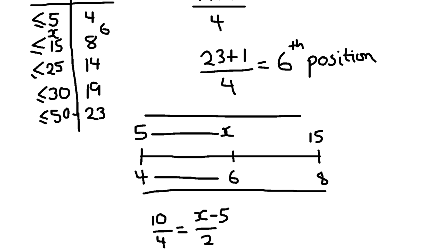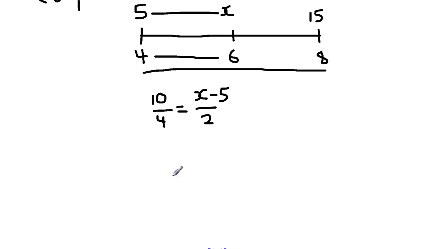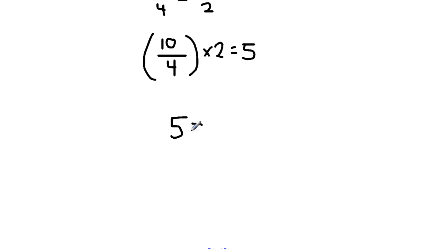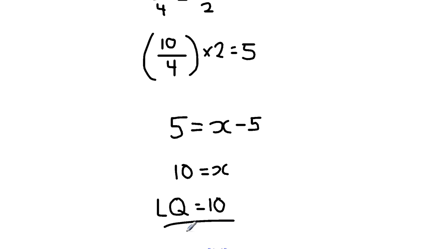Now what I'm going to be doing next is solving for x. So I'm going to multiply both sides by 2. So 10 over 4, which is 2.5. I'm going to multiply that by 2, which gives us 5. So on this side, we have 5 equals x minus 5. Now to make x the subject, I'm going to add 5 to both sides. So 5 plus 5 is 10 equals x. Therefore, the lower quartile is equal to 10. So that's our final answer.